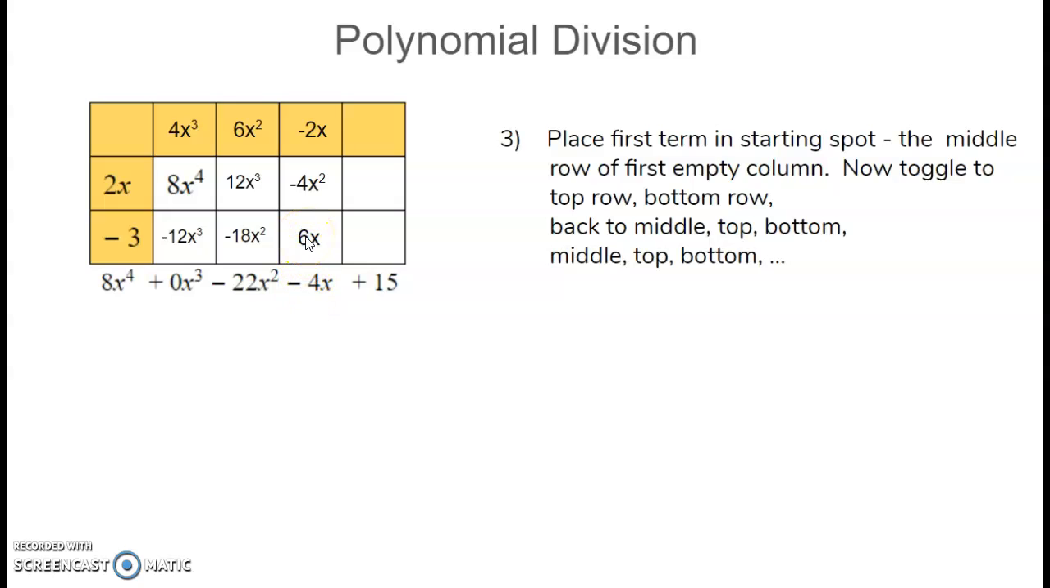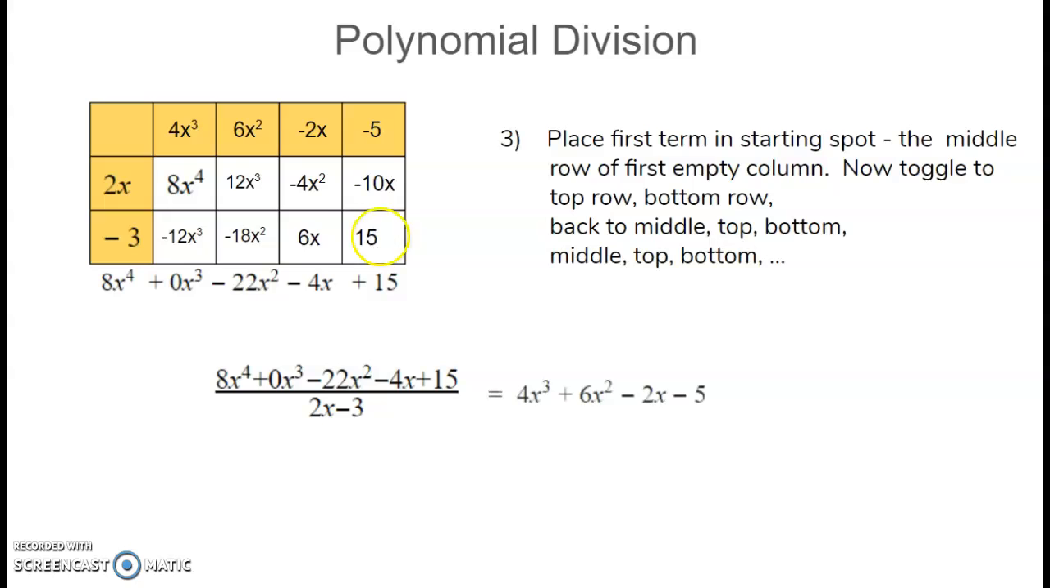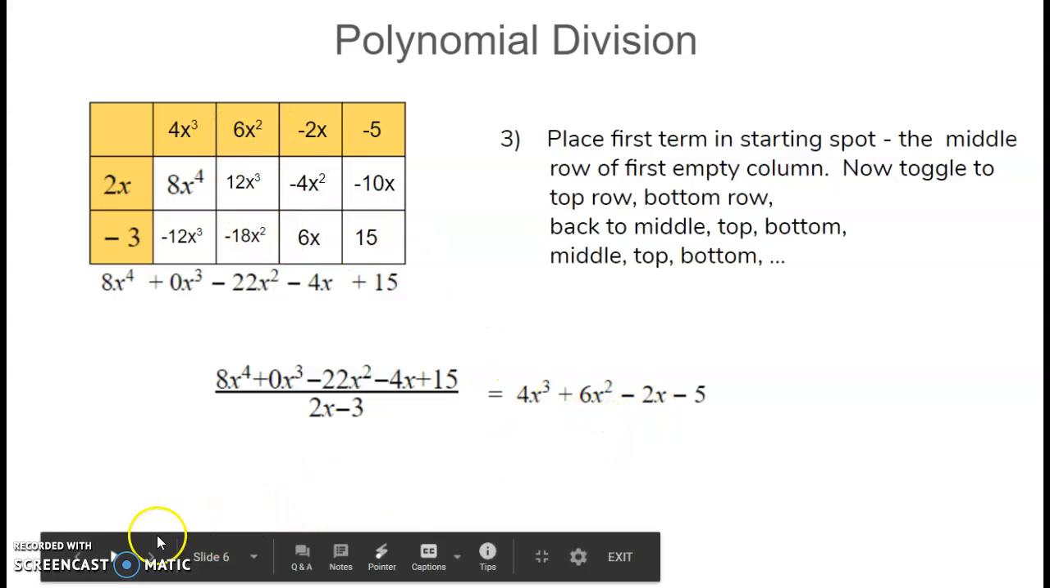I'm at 6 positives, so I'm going to have to go negative 10. And then negative 10, what times 2x gives me negative 10x? This should be negative 5. Negative 5 times negative 3 is 15. So there it is. The answer to this division problem is 4x cubed plus 6x squared minus 2x minus 5.